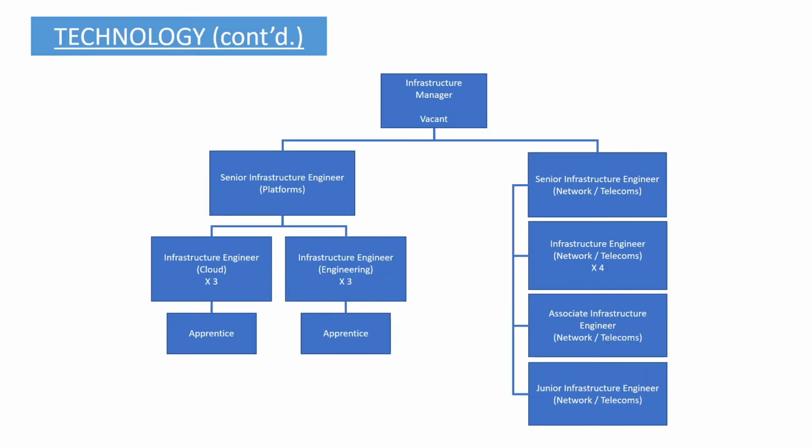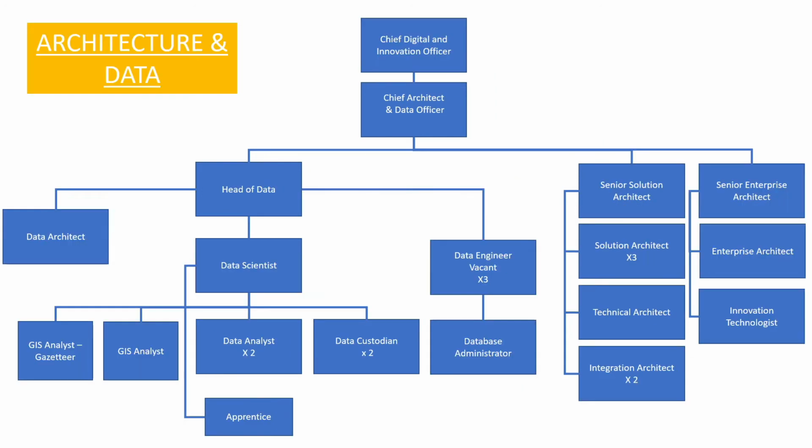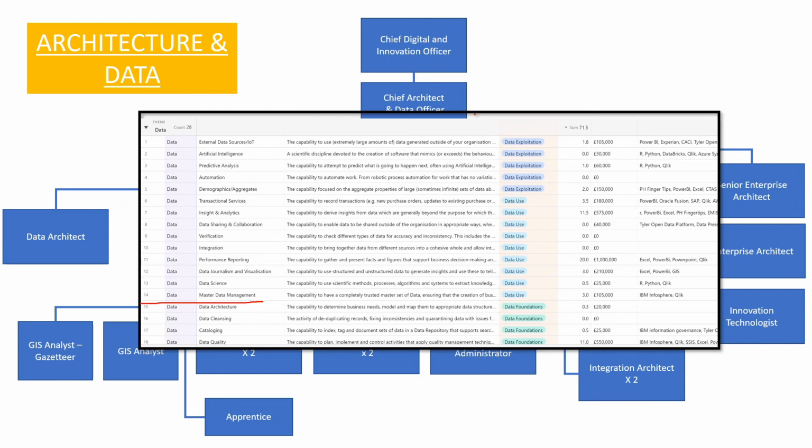So for example, in the technology team, one of the operations capabilities is network and telecoms infrastructure. You can see from the DDI model what this means, and you can see what an average number of staff and spend is for that capability. And in the Westminster structure, this translates into these roles. Another example can be seen here under data architecture. This capability translates into this specific role in the new Westminster structure.